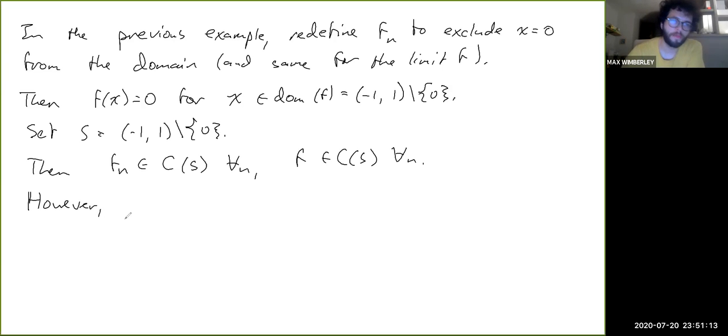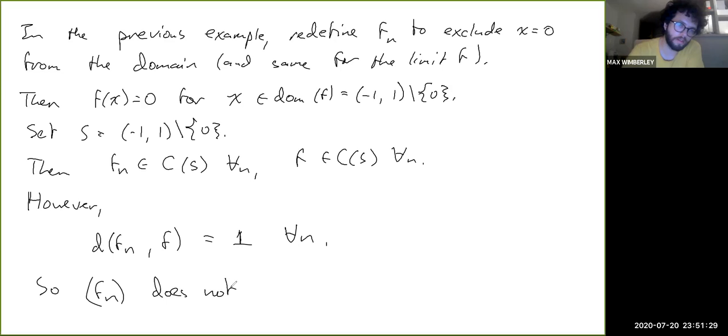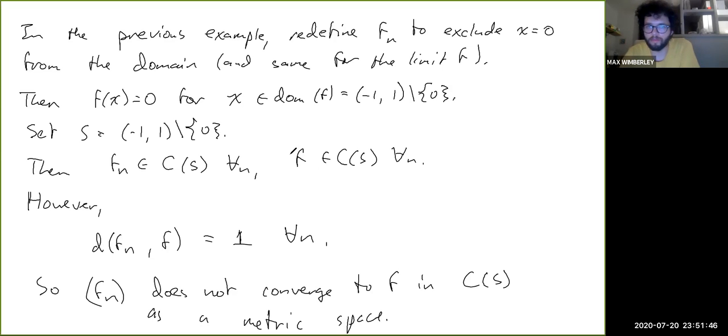However, the distance from fn to f, I claim, is 1 for all n. Okay, so fn does not converge to f in C of S as a metric space. Even though, now that we deleted the point 0 from the domain, f actually becomes continuous. So this no longer serves as a counterexample in the sense that now all the functions in the sequence are continuous, and the limit is also continuous. But the problem is that the sequence still does not actually converge to the limit in this metric space. It only converges in a different sense, which is pointwise.